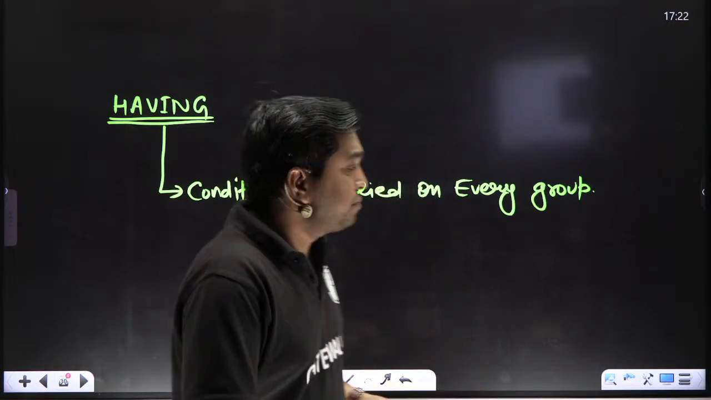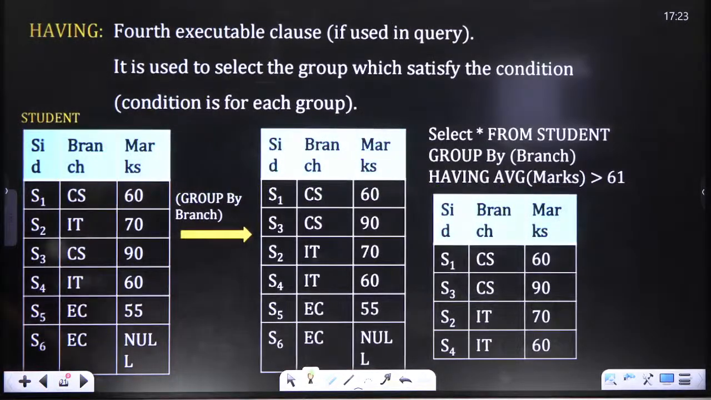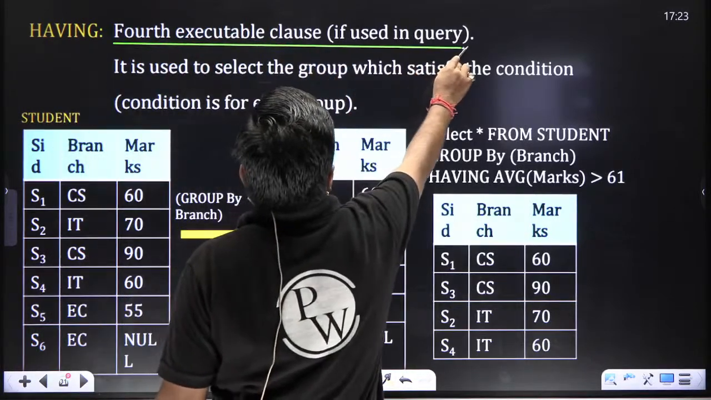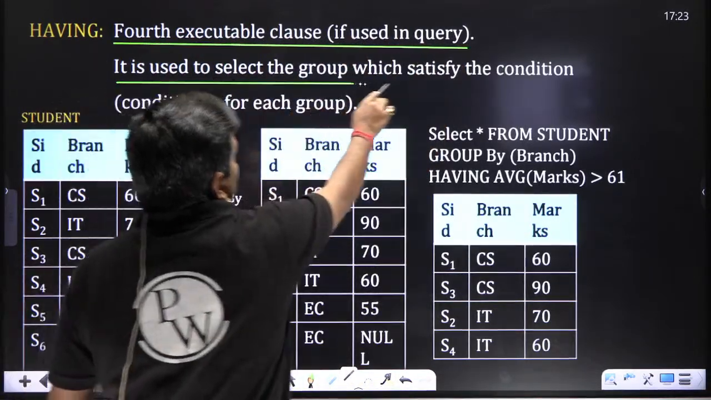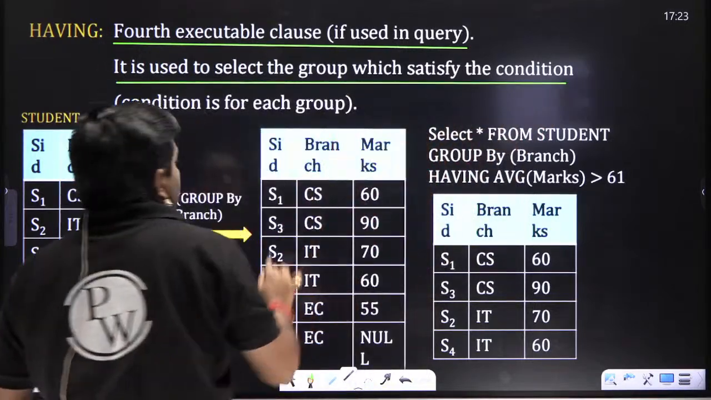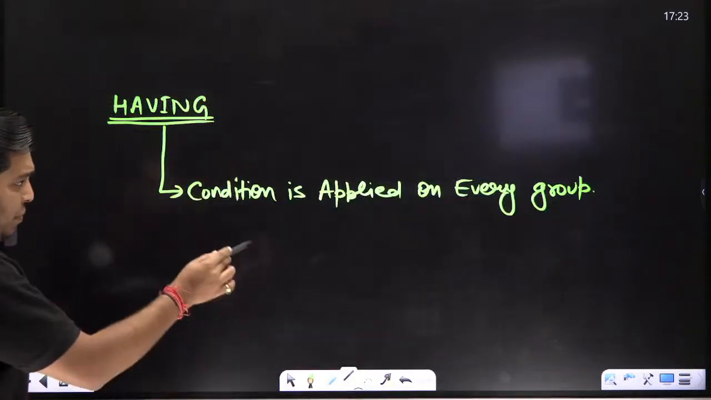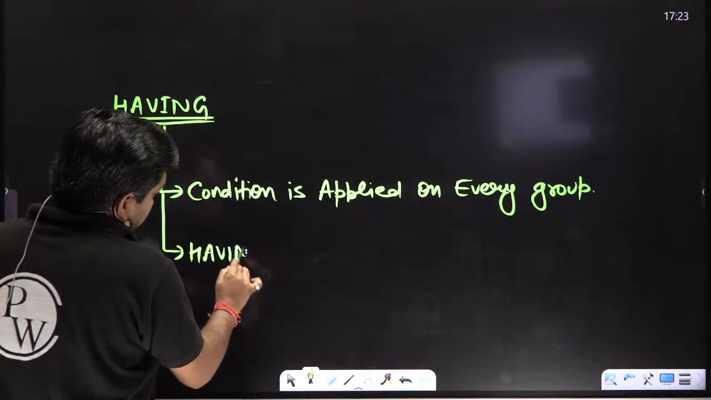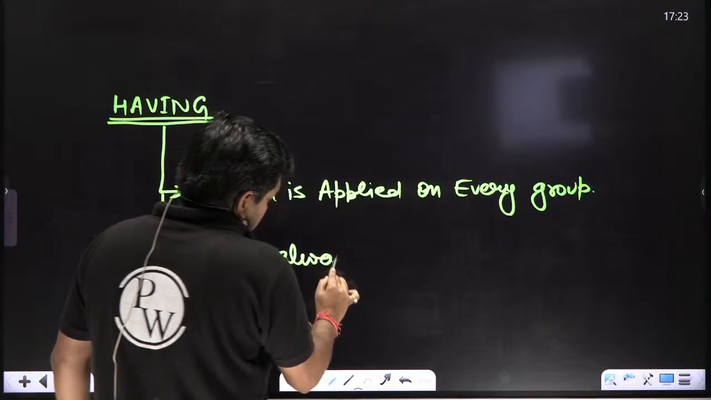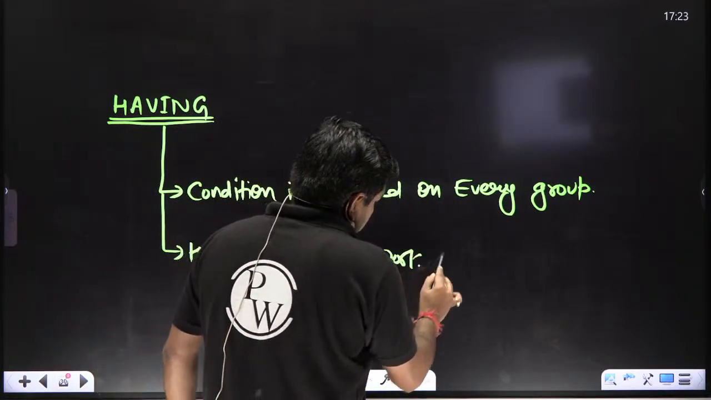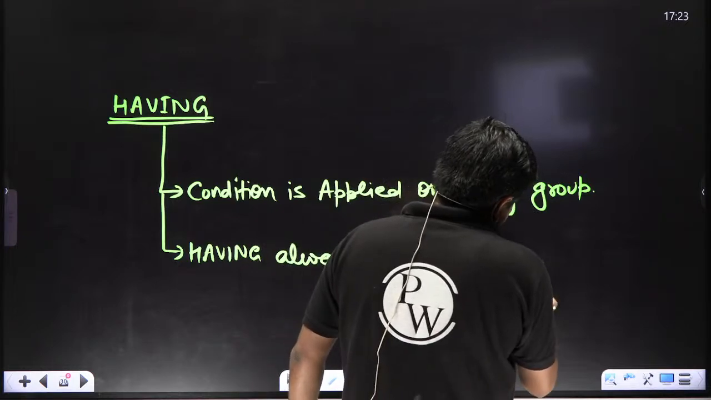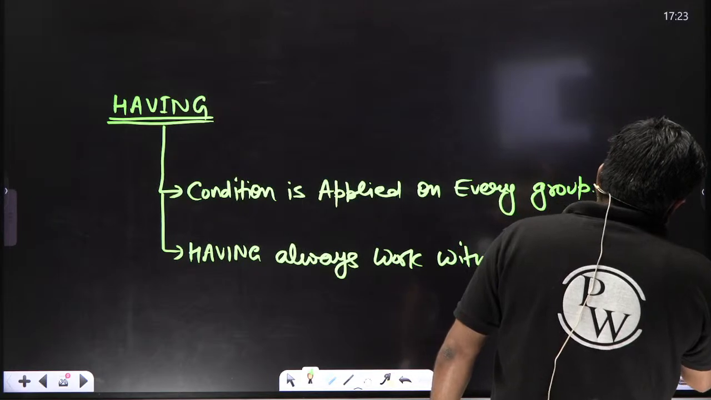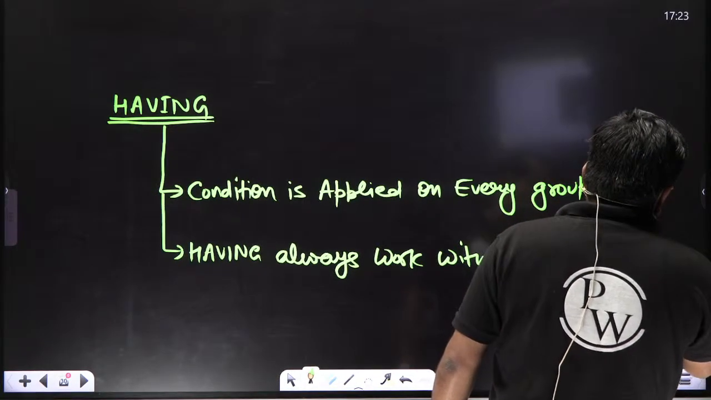Okay, children, now listen carefully. HAVING is the fourth executable clause. It is used to select the groups satisfying the condition. That is, here the condition is applied for every group, and HAVING always works with an aggregate function, or some type of special function.